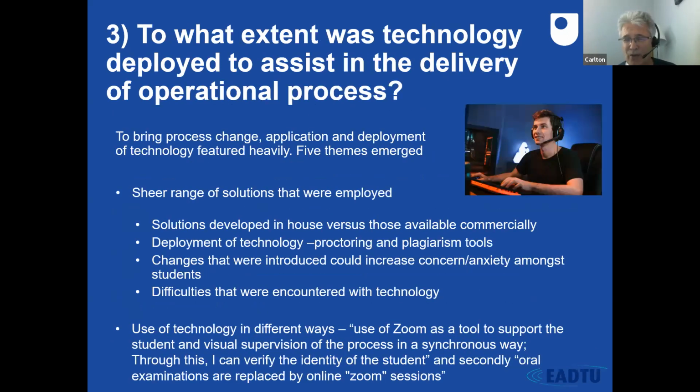And that led on to the third point: to what extent was technology deployed. Looking at this, this was probably the one single area where we got the most feedback in this particular chapter. And I think it was because people were having to use a whole range of different solutions in different ways. There were 5 themes that really came out in this area. The first one that struck me was the sheer range of solutions that were employed. I think there was an element of desperation, because we had this very fast turnaround, so people had to come up with answers really quickly.